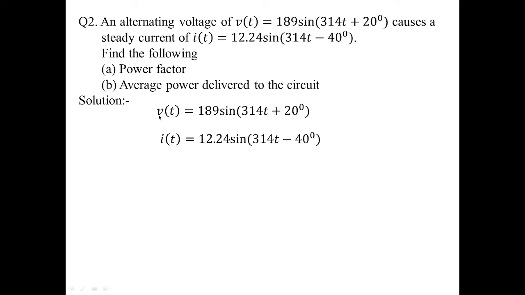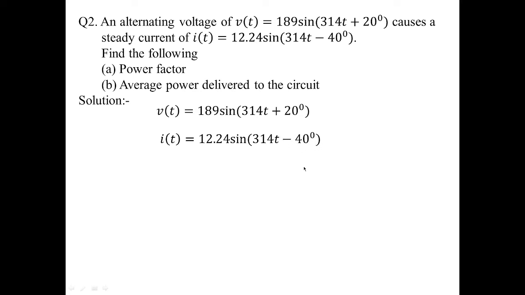Mind here, this small v(t) represents the instantaneous value of voltage, whereas small i(t) represents the instantaneous value of current. So here you can see 189 and 12.24. These are the maximum values, and you have sin ωt, where ω is 314, called the angular frequency, plus 20 degrees. Here also you have ωt, with ω given as 314, minus 40 degrees.